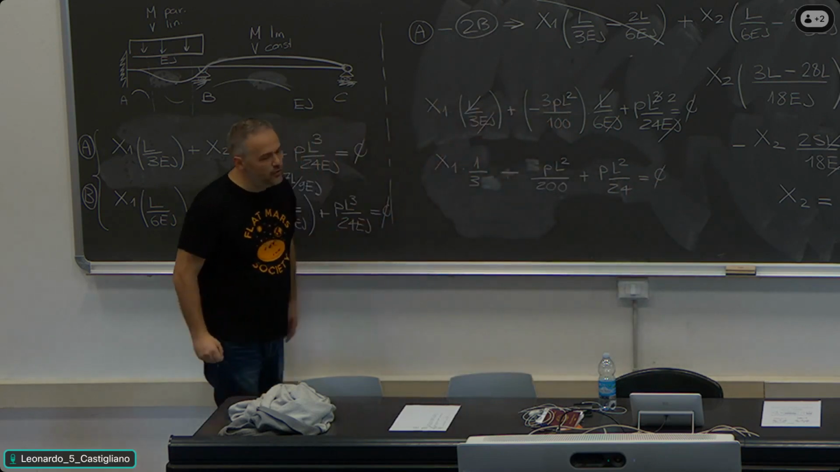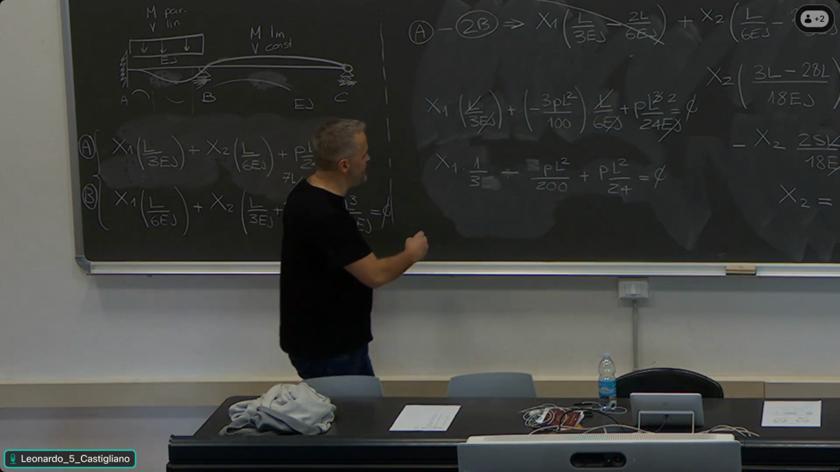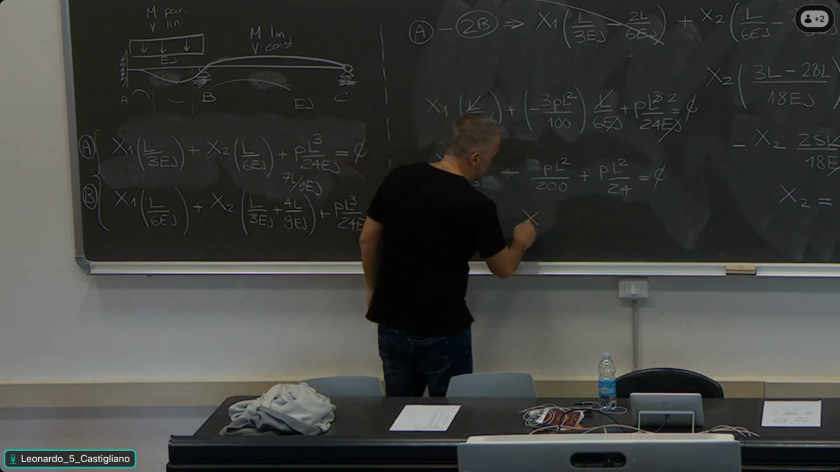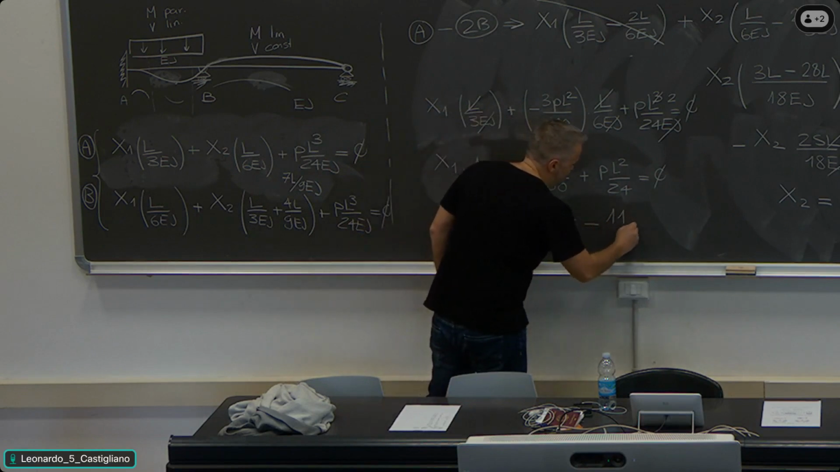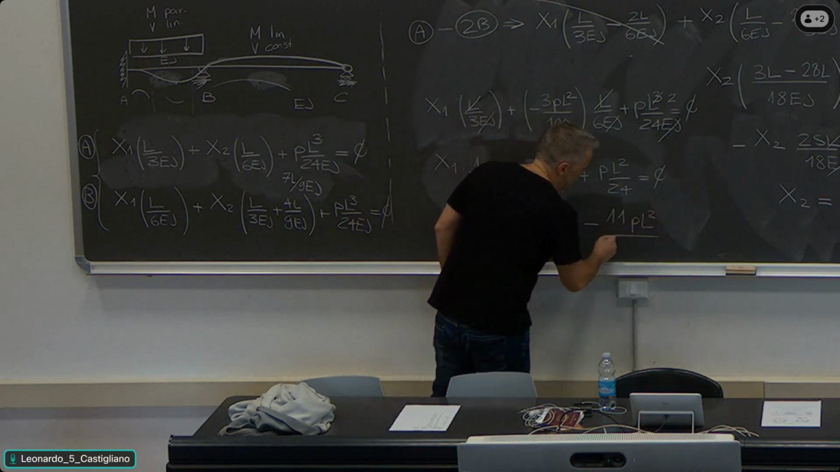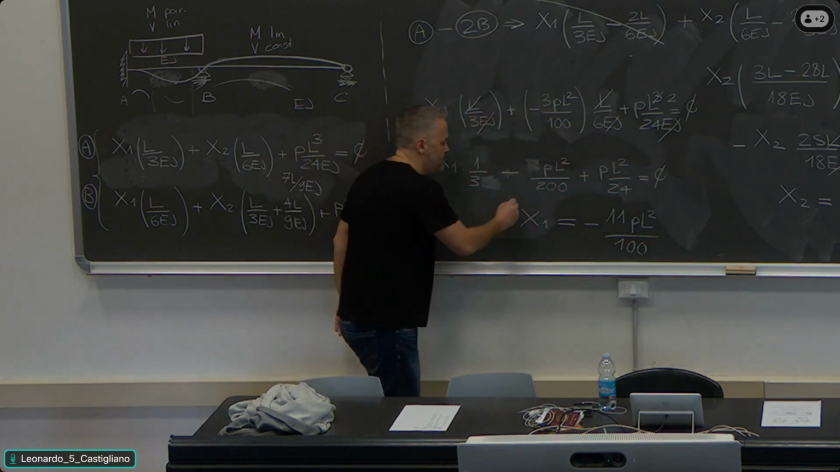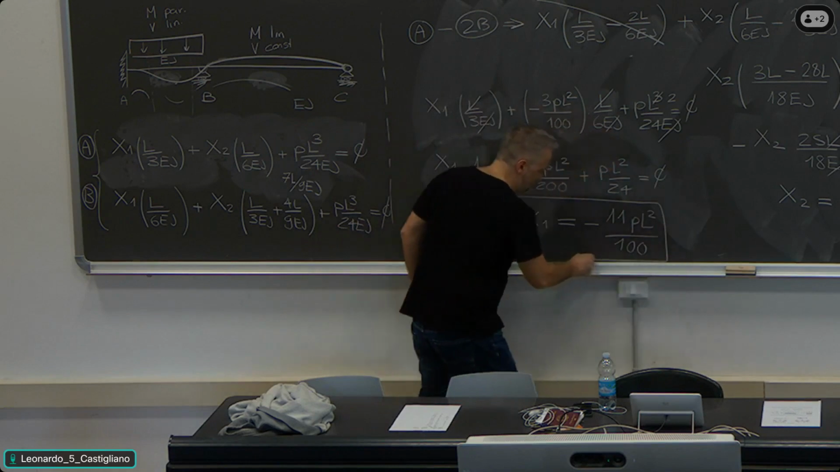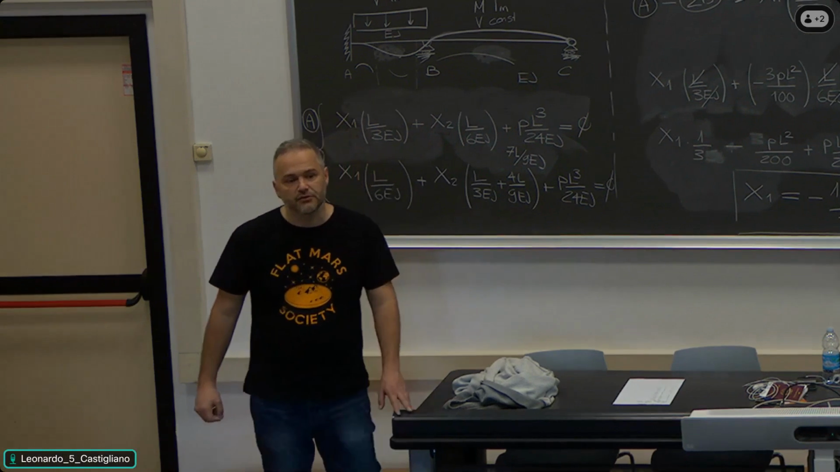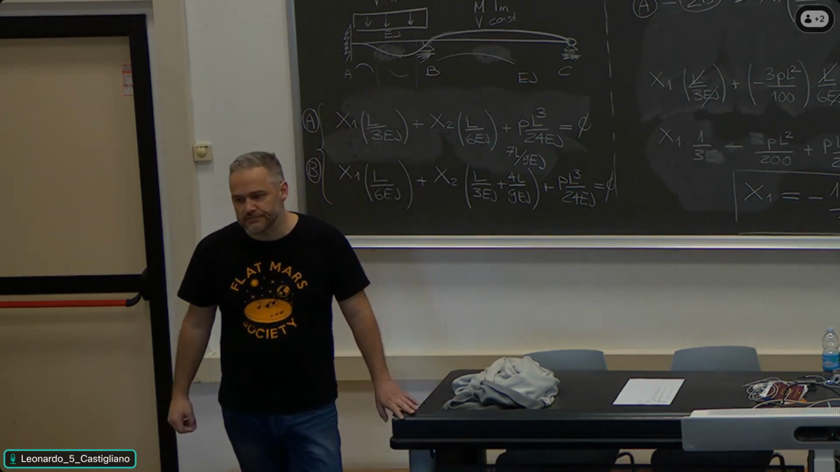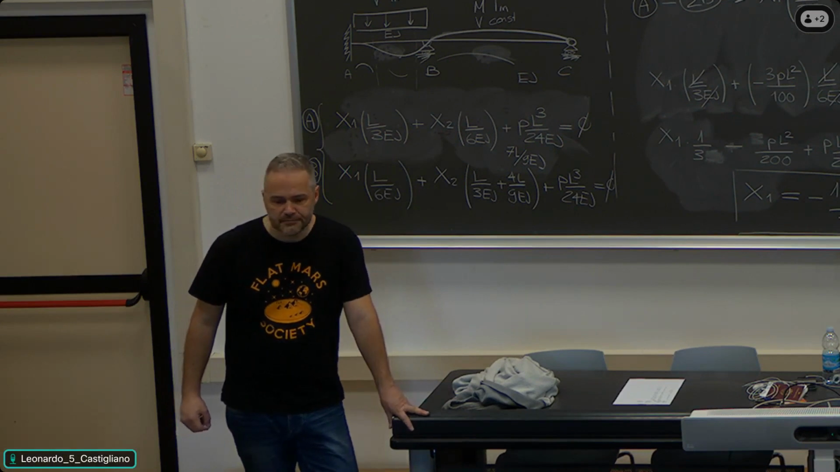I don't even know how to do it. I will use the calculator, which I don't have. In any case, the result in the end is x1 equal to minus 11PL square divided by 100. Again, simple math. We don't need to focus on how to solve this. And again, if you have the calculator which does it, do it with the calculator.